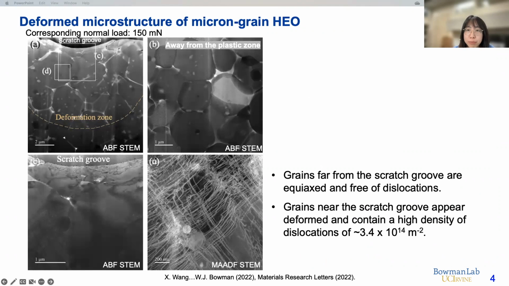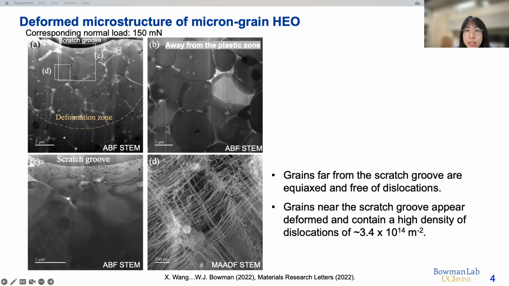The cross-sectional STEM images of this deformation microstructure are at regions with a normal load of 150 micronewton. The scratch groove is at the top of this figure A, and we can see that there's a deformation zone, within which the grains appear deformed or contain some dislocations and other defects. In figure B, when we move further away from the nano scratch groove, the grains appear mostly equiaxed, and they are very clear, free of dislocations.